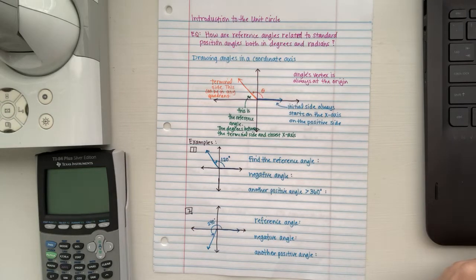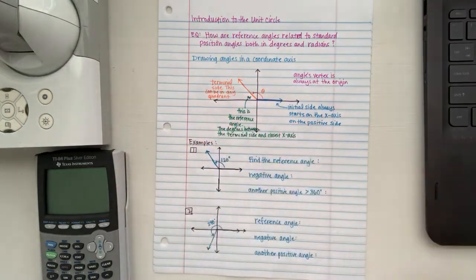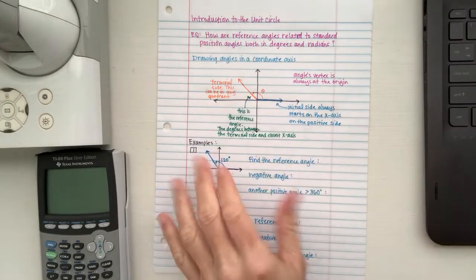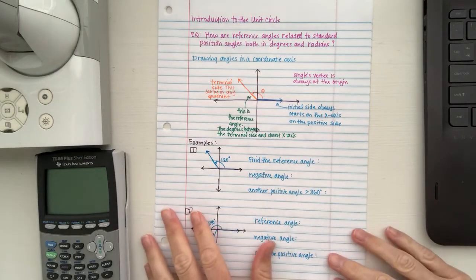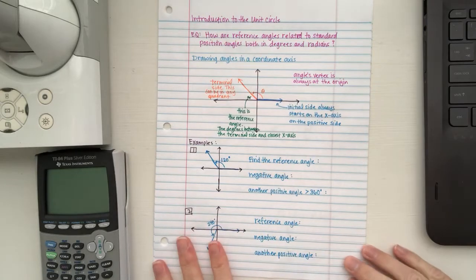So we're just getting used to the idea this week, understanding some vocab like terminal side and reference angle and things like that. So again, if you haven't printed your notes, make sure you do that first so that you have them in front of you while we talk about all of these things.